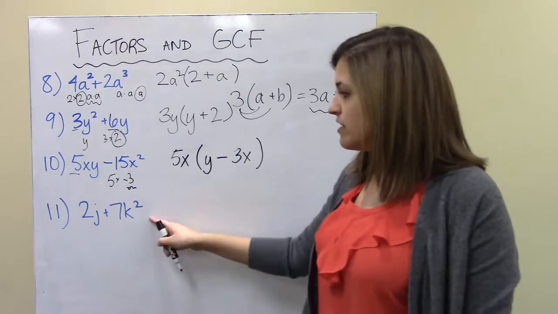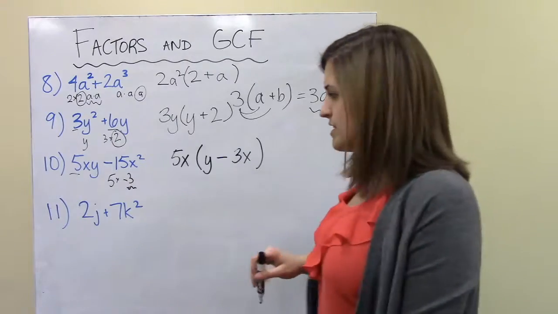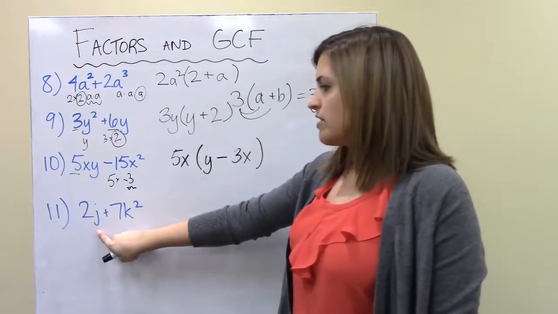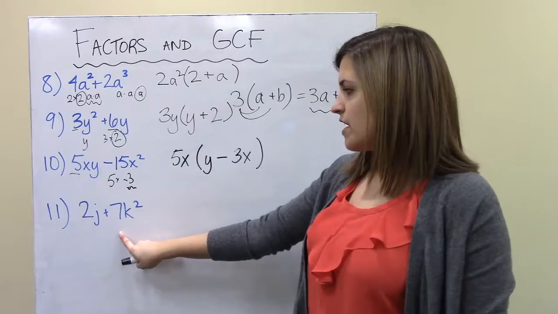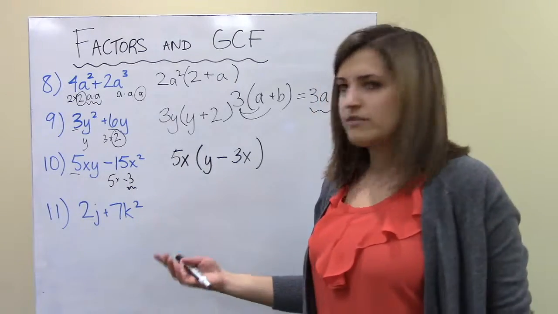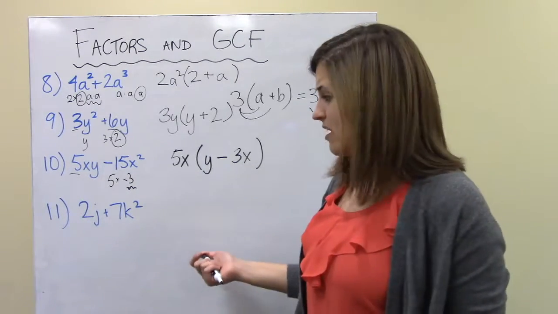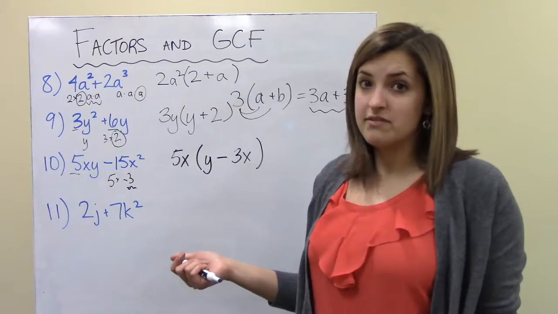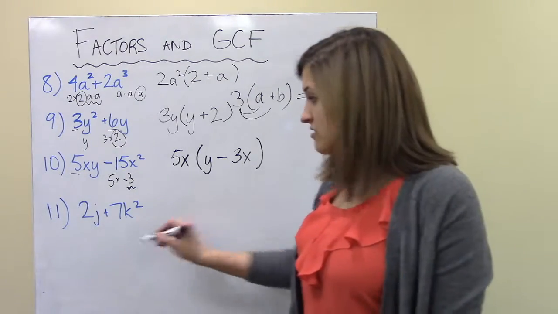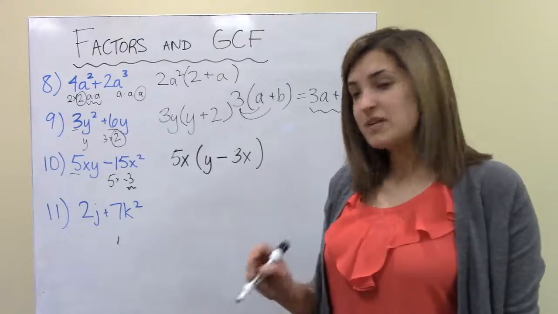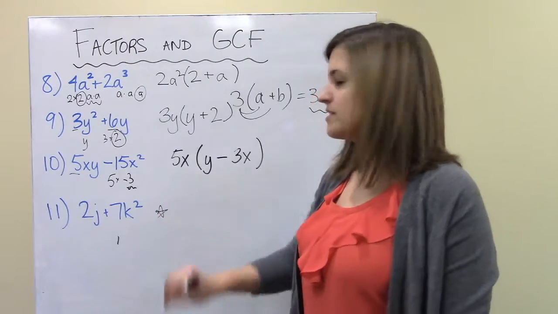All right, number 11. Well, let's see. We have a 2 and a j over here, and we have a 7 and a k squared. So our variables don't overlap at all, and 2 doesn't go into 7. So our greatest common factor is going to be 1. That means this one's already factored the way it is. We're good.